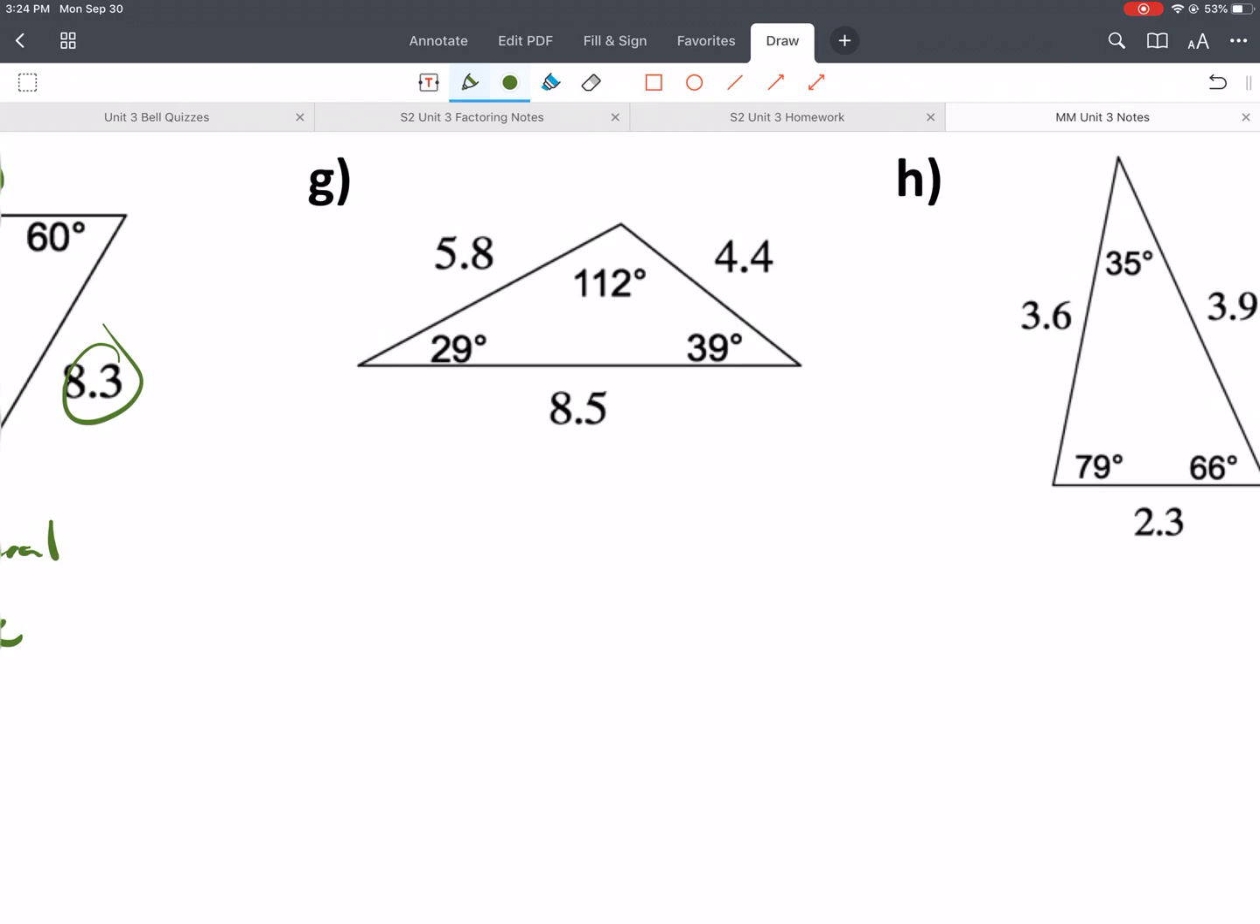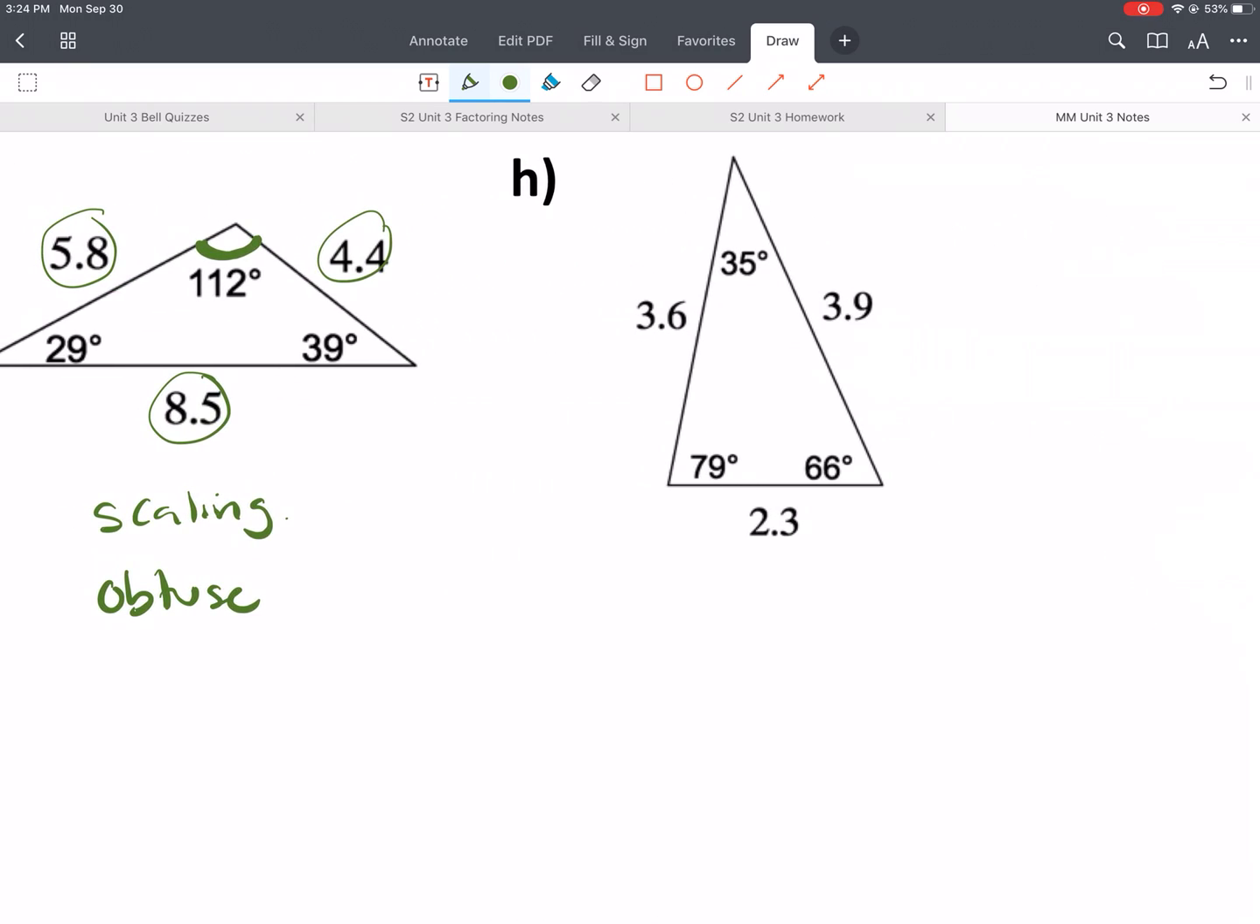G, okay, let's look at those. All of the sides are different, so I would say it would be scalene. And then looking at the angles, we have one that is greater than 90, so it would be an obtuse triangle. And then H, last one, we'll compare our sides. All of these sides are different, so it would be scalene again. And then by angles, all of these angles are less than 90, so it would be acute.